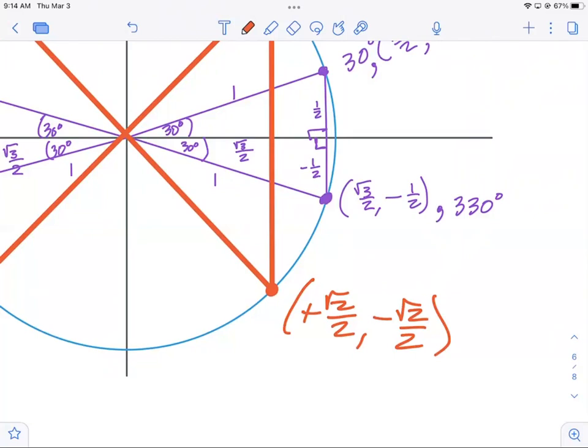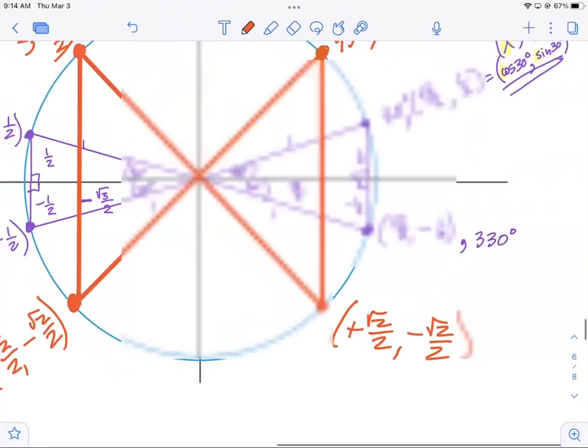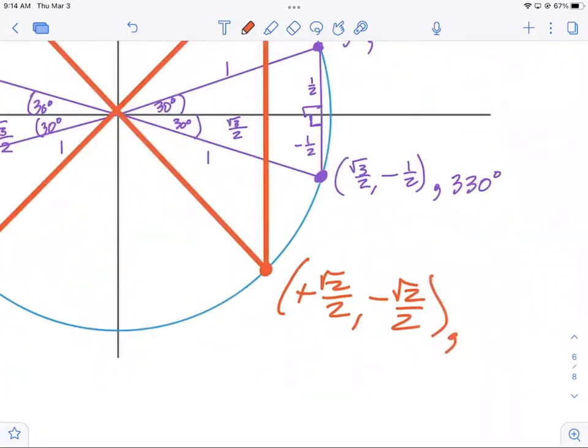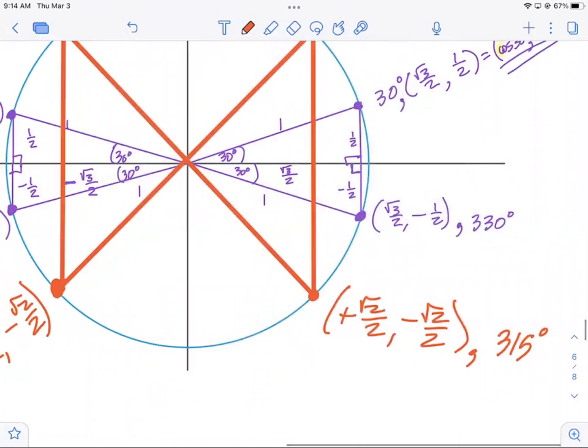Now let's figure out what angle that is. I'm stopping now 45 degrees short of 360. So what's 360 minus 45? 315 degrees. Oh, and you know what's coming next? All 6 trig functions. What's cosine of 315 degrees? Square root of 2 halves. What is sine of 315? Negative square root of 2 halves. What is tangent of 315? Negative 1. What's cotangent? Negative 1.